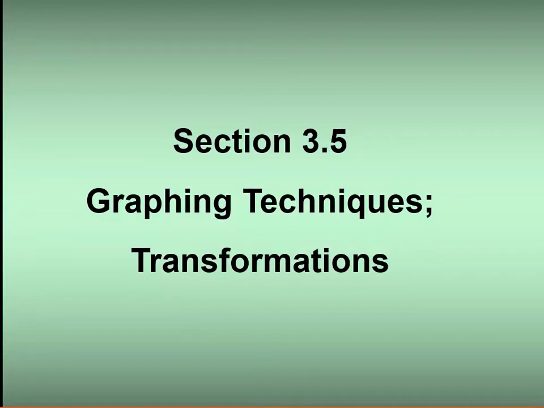Alright, so in this section we're going to take the conversation we had in the first half of 3.4, those library of functions, those basic graphs, and apply ideas of shifting, techniques of transformation, to create new equations based on those general graphs.